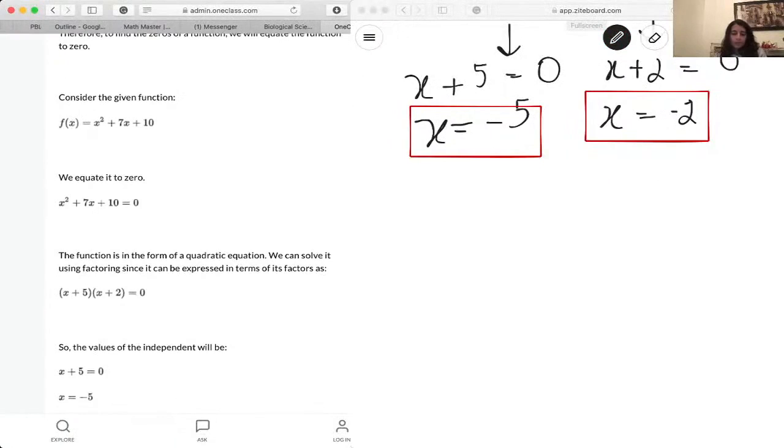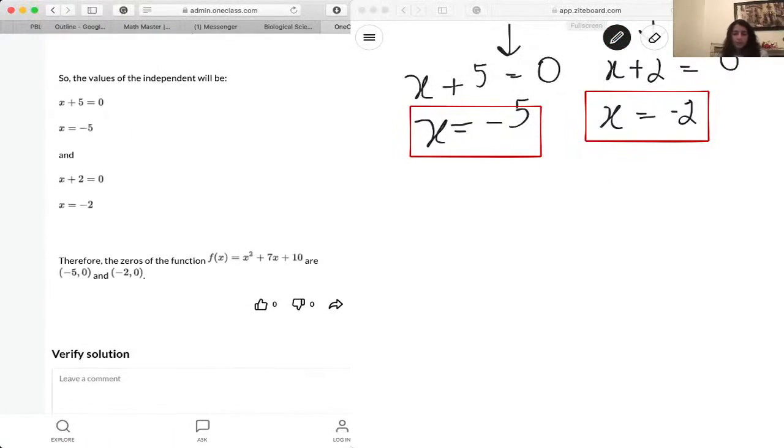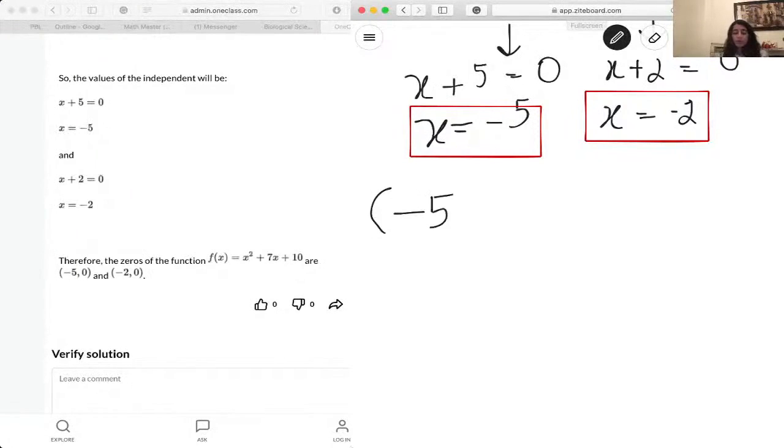You could also use the quadratic formula, but this is a lot easier and it saves a lot of time. You can also put it in coordinate form. So always remember, zeros of the function, or x's of the function, means where the graph intercepts the x-axis, and when the y value is 0. So our first x is negative 5, that means our y value would be 0, and our second one, negative 2, and our y would be 0.